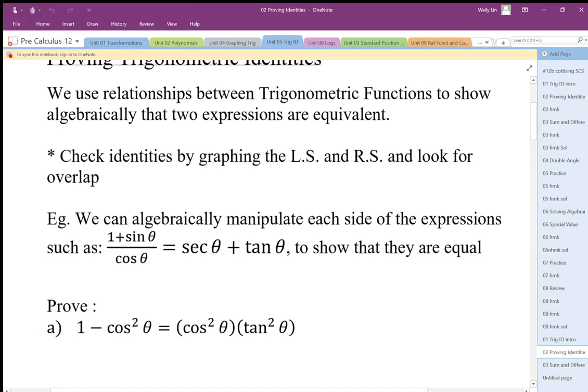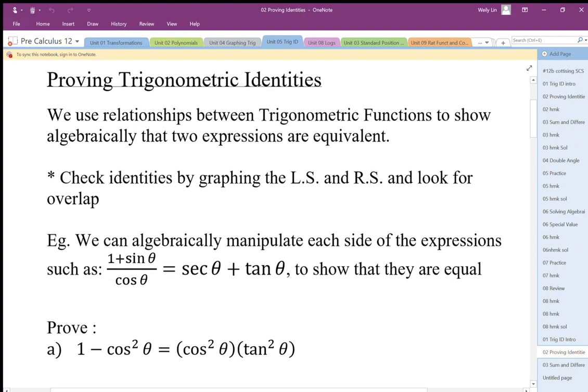These are identities, so these have to be true. This left side has to be the same as the right side, and our goal is to show that they're the same. We do that with algebraic manipulations. So I'm going to do some examples here.